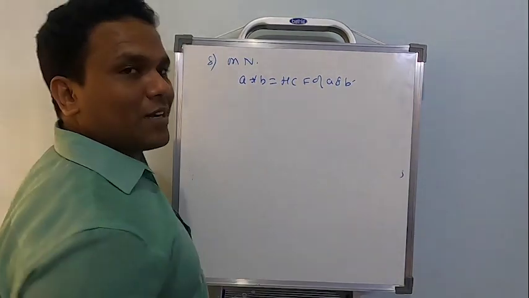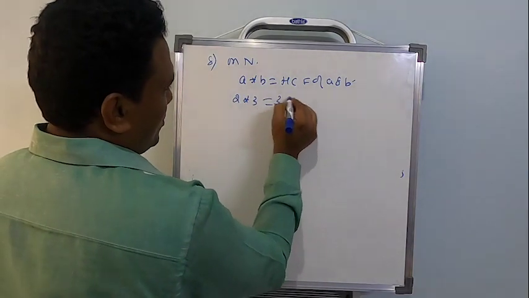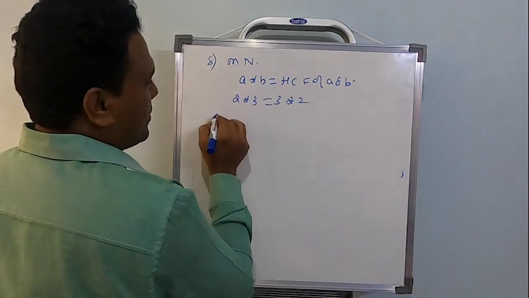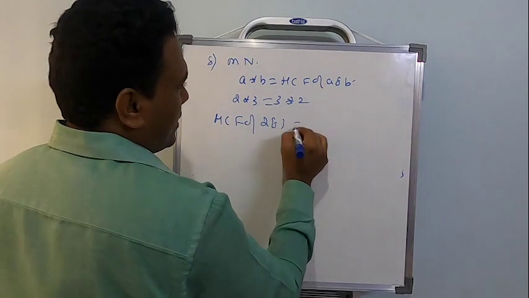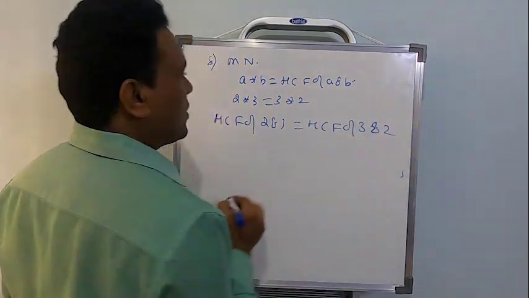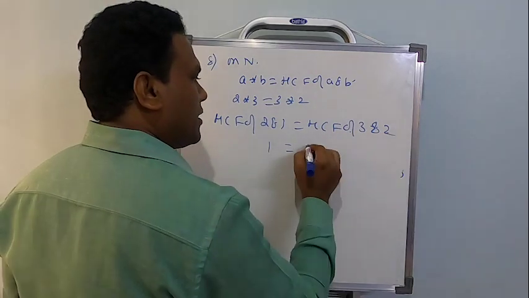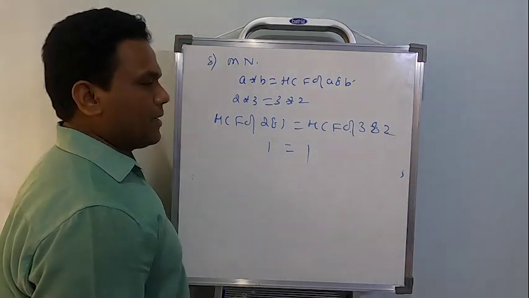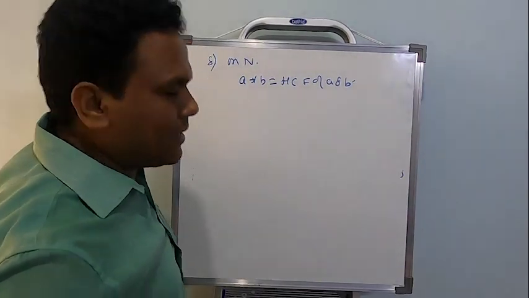So if you are still confused, you can create an example. 2 star 3 equals 3 star 2. This will be HCF of 2 and 3 equals HCF of 3 and 2. What is the highest common factor of 2 and 3? 1. Highest common factor of 3 and 2? That's also 1. Hope it's clear now.